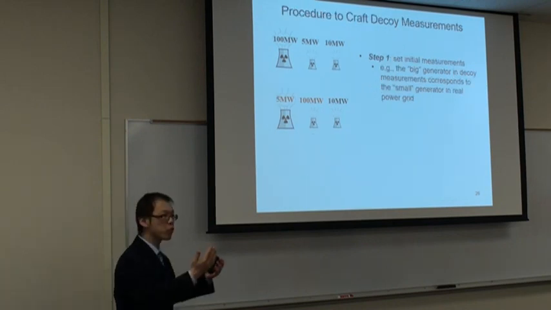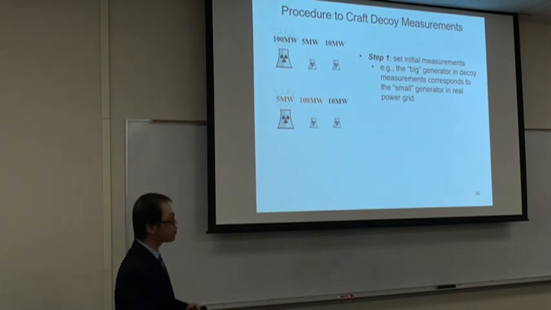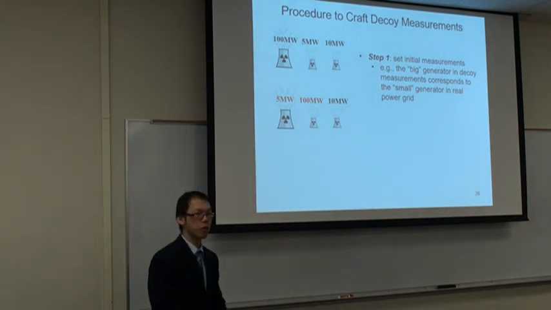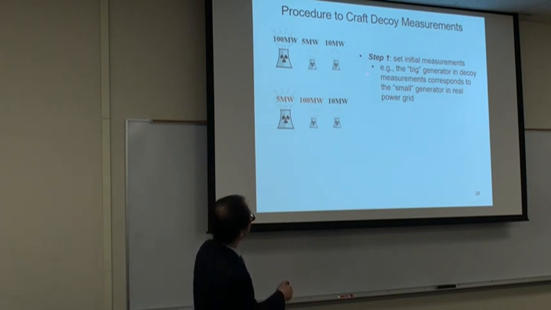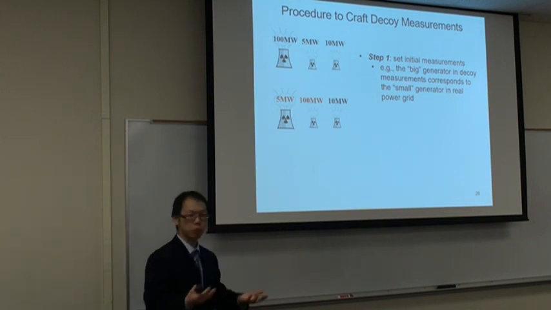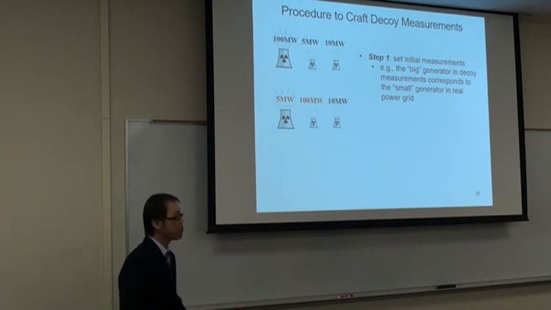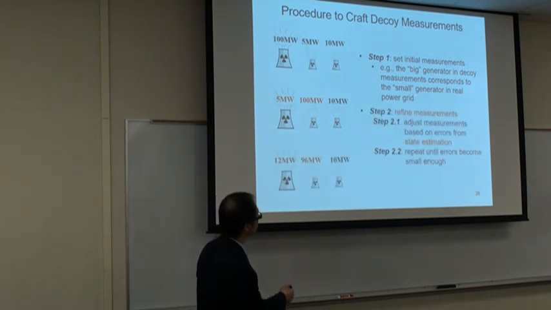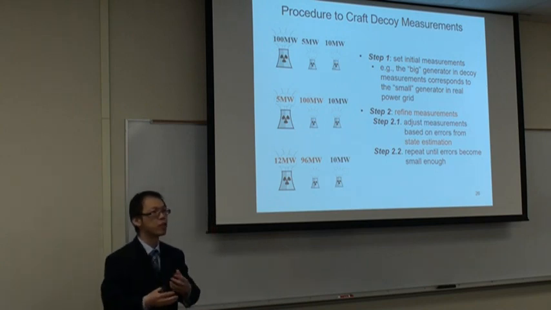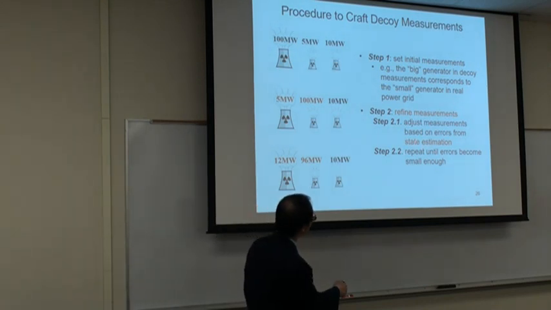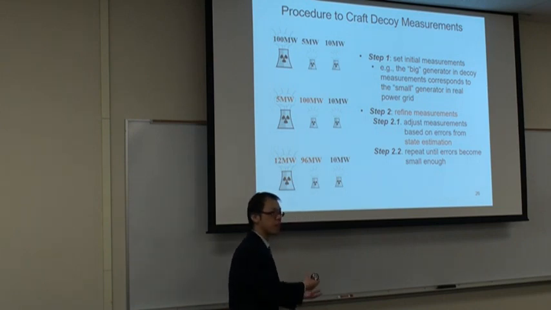So what I did is I proposed a new algorithm, a new method, to make this decoy measurement consistent with the physical model. The first step, of course, is still setting this initial misleading measurement, with the big generators in the decoy measurement corresponding to the small generators, as an example. But the second step is critical. We try to refine this measurement as a whole instead of each individual one by one. I'm using the state estimation algorithm that already exists.